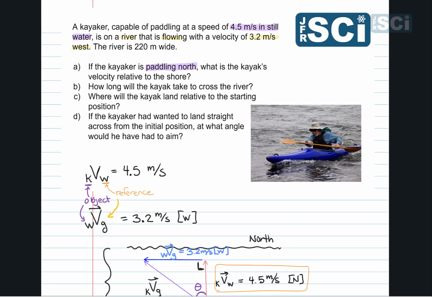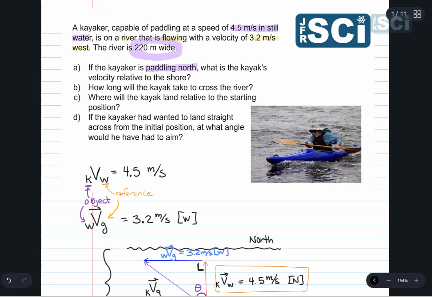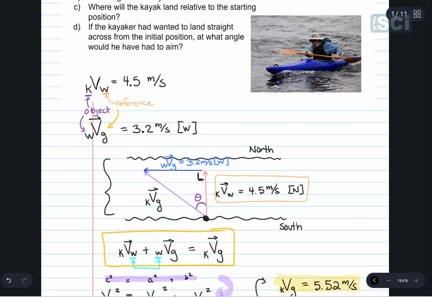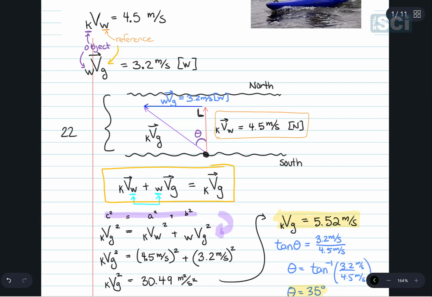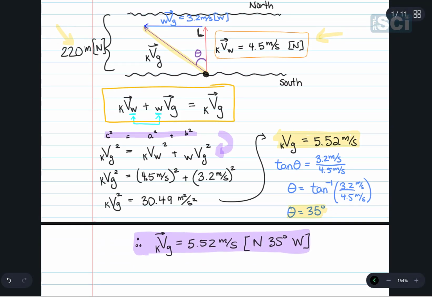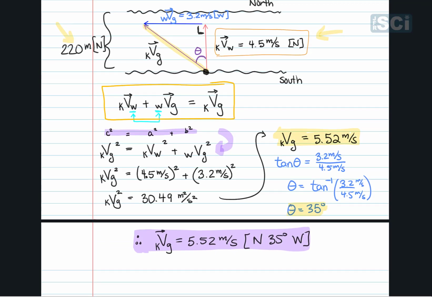I didn't draw it on my picture, but I'm going to add it there. In the question, they told us the river is 220 meters wide. Okay, so 220 meters wide. And that's going to be north. Like if I'm thinking about how far I have to travel, that's 220 meters north. So why don't I pick the dimension or the value of speed that is also in that direction? Okay, if I knew the length of the hypotenuse, I could possibly use that to find how long it gets across. So I'm going to use the two values that have the same direction.